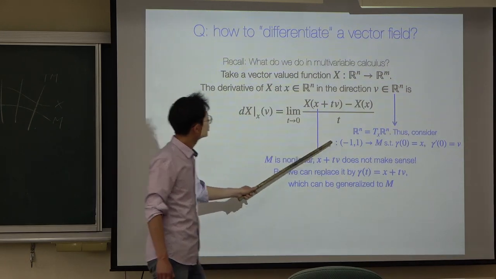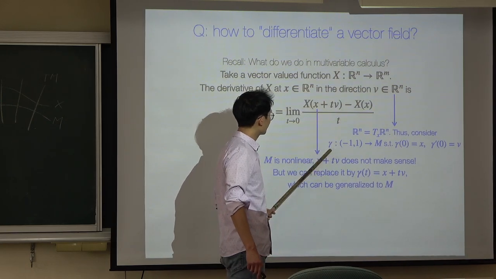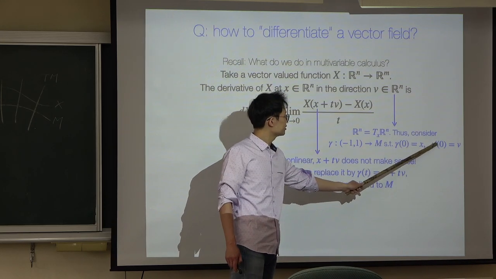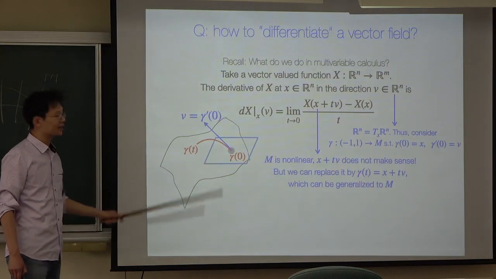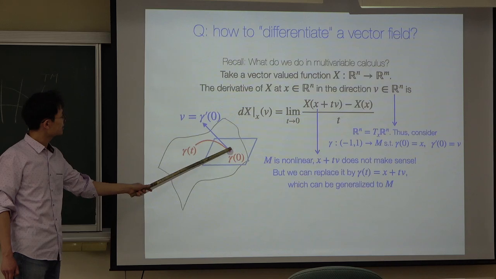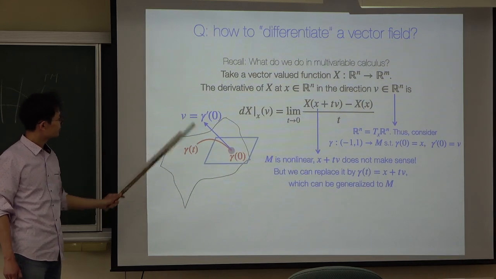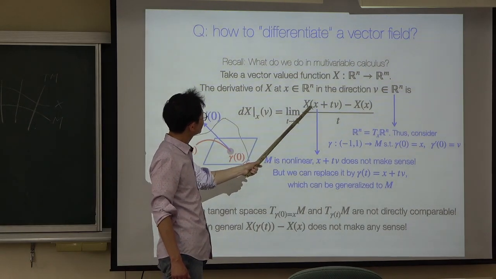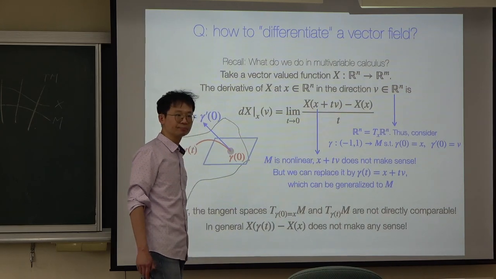Therefore, you can just consider a generalization of x plus tv to be a curve in the manifold such that gamma 0 is x and its derivative at 0 is v. Then this is how it looks pictorially. You have a point, gamma 0 is x, and you have a trajectory, and the derivative at 0 is v. And then somehow we can replace x plus tv with gamma of t.